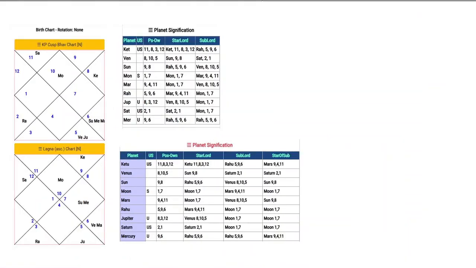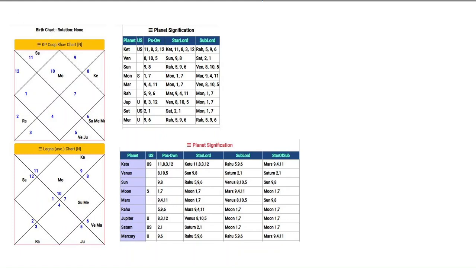Now you can find both the tables over here. So you have one table where the planet signification is up to the sublord level, and then the second one is where we have the star of sun that we just discussed. And let's quickly look at how the predictive side is impacted by the use of these two different sets of significations.